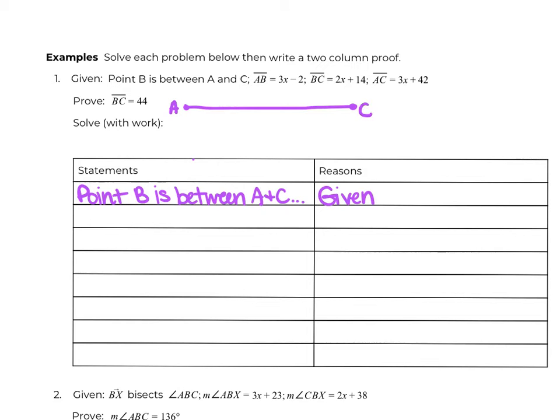Is it exactly in the middle? No, just somewhere. So I like to make it where it's obviously not in the middle. That way I know, okay, those aren't congruent. It's somewhere in there. Okay, now we can label.